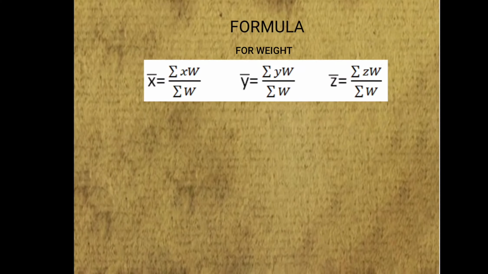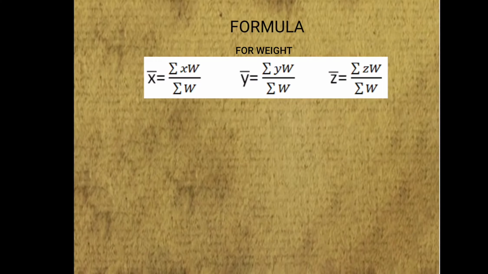In finding the centroid of a composite body, here are the formulas that we're going to use. Bar x is equal to the summation of the quantity x times w divided by the summation of w. Bar y is equal to the summation of the quantity y times w divided by the summation of w. Bar z is equal to the summation of the quantity z times w divided by the summation of w.